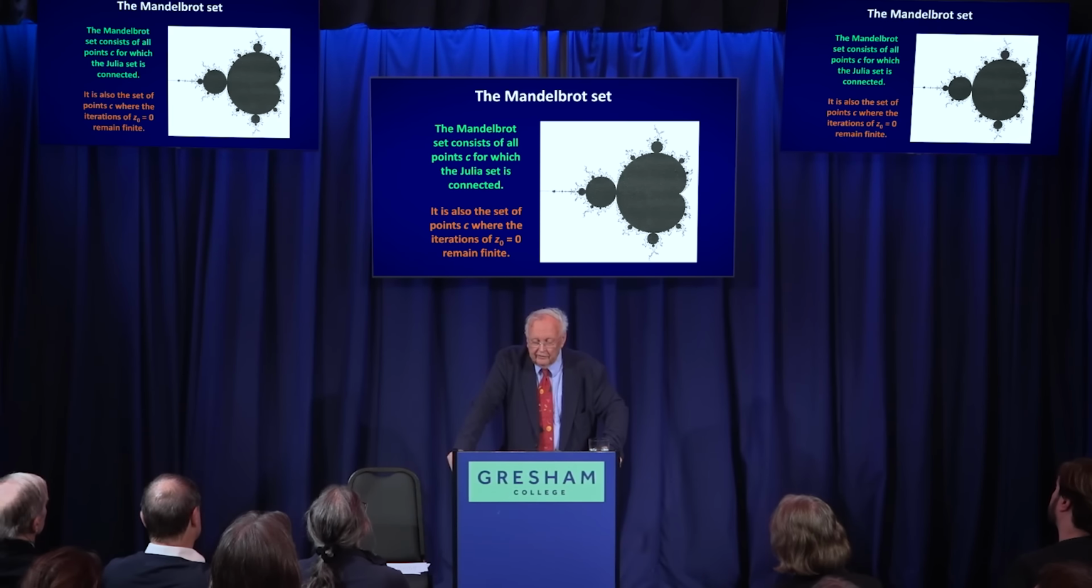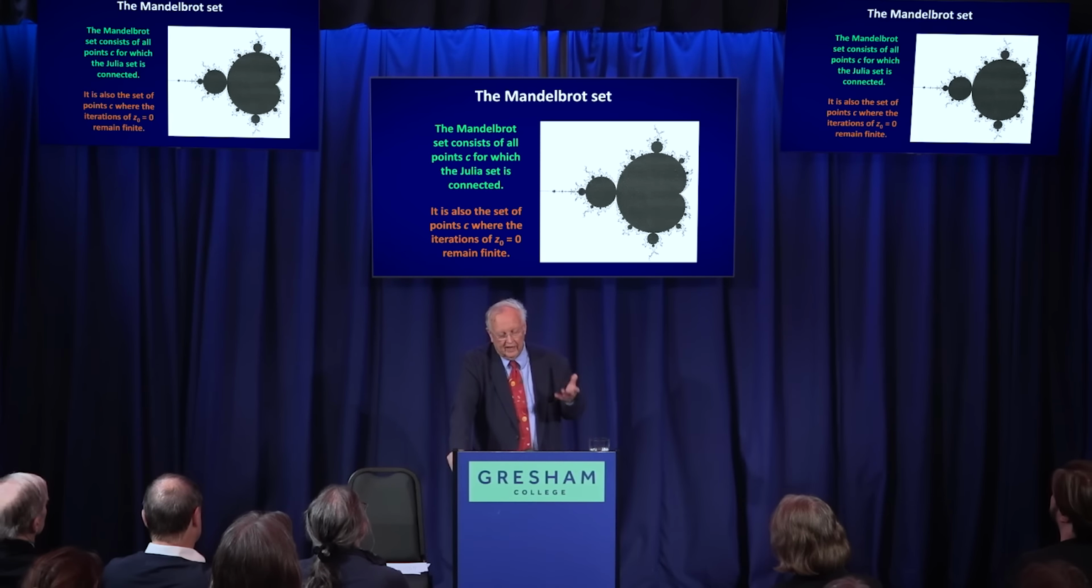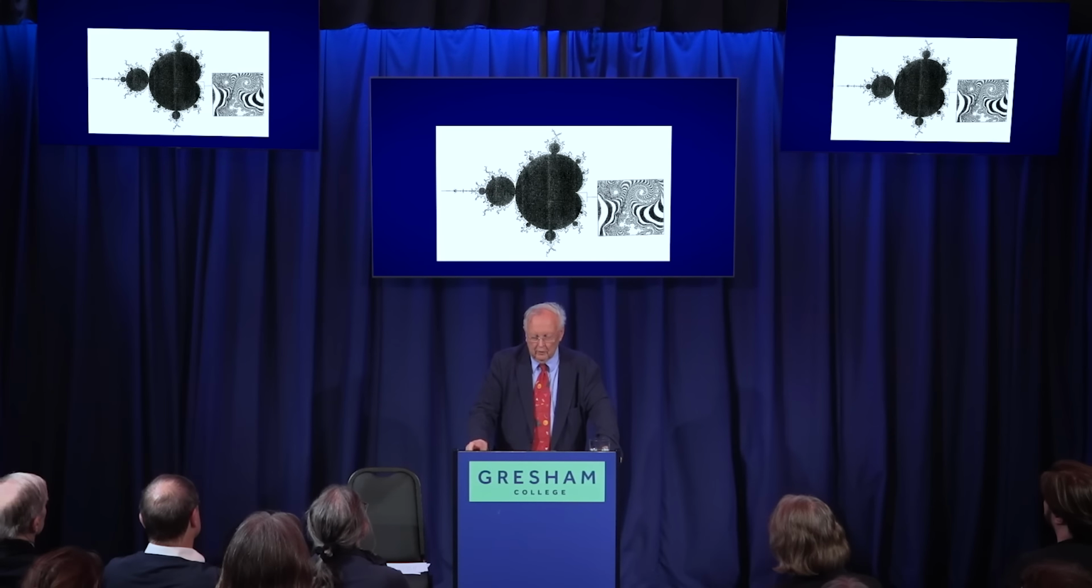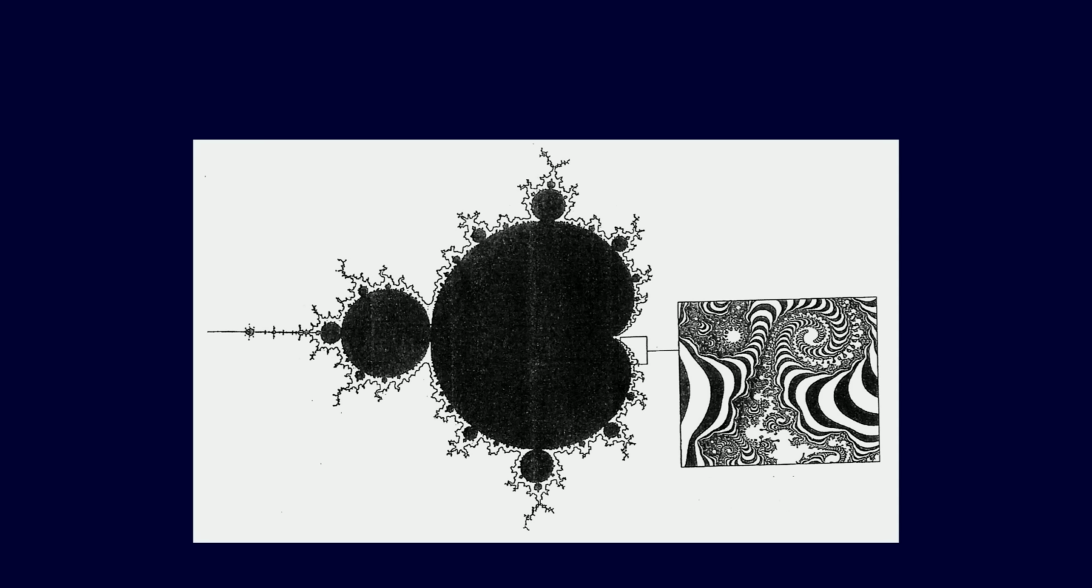There's an alternative definition which involves the iterations of z squared plus c when the initial point is fixed at 0, and you get the Mandelbrot set for those points c where the iteration remains finite. So, as you can see, the Mandelbrot set is highly complex. Indeed, Guinness World Records has claimed it as the most complicated object in mathematics.